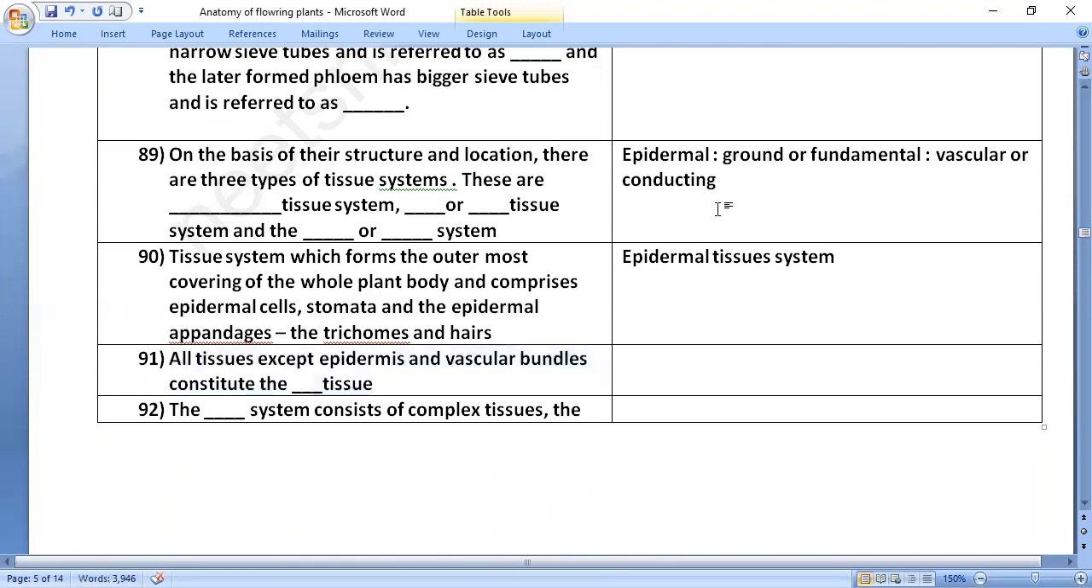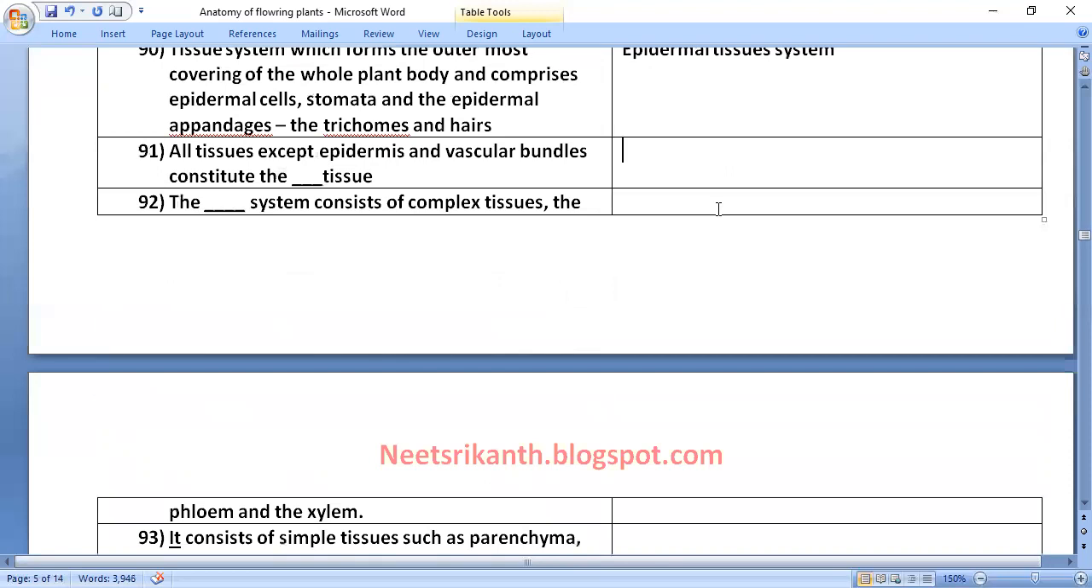Next, all tissues except epidermis and vascular bundles constitute the ground tissue.